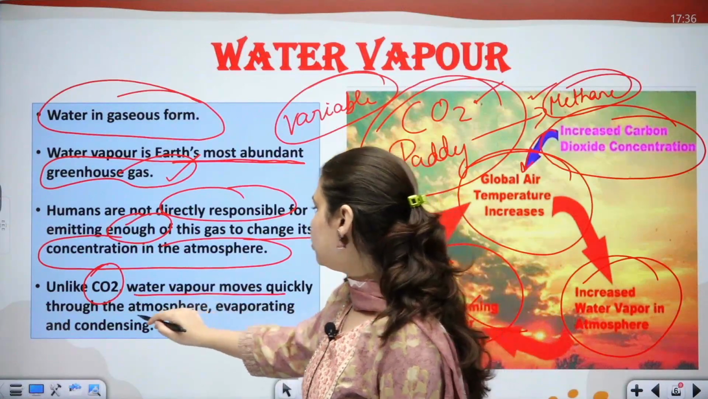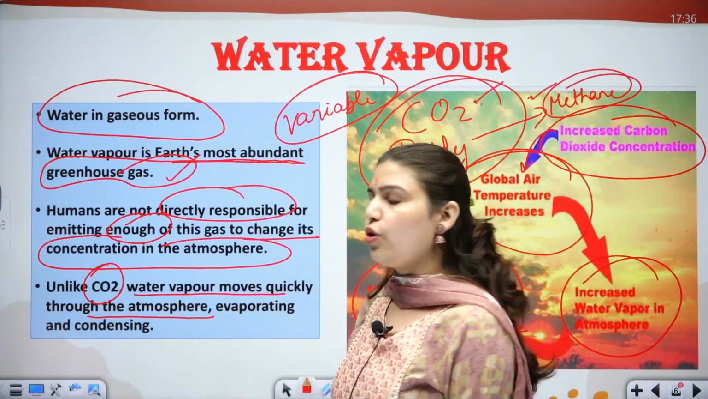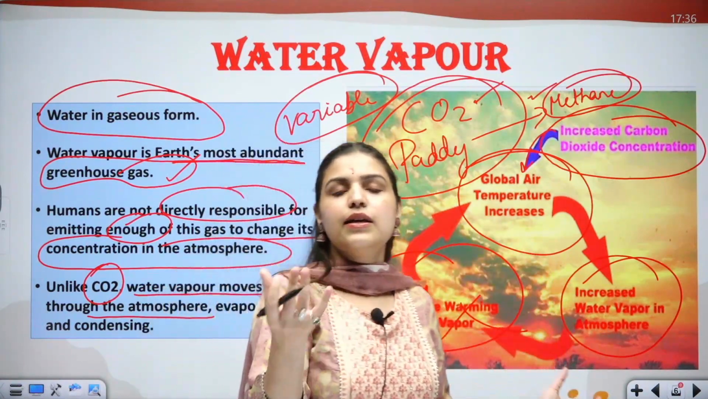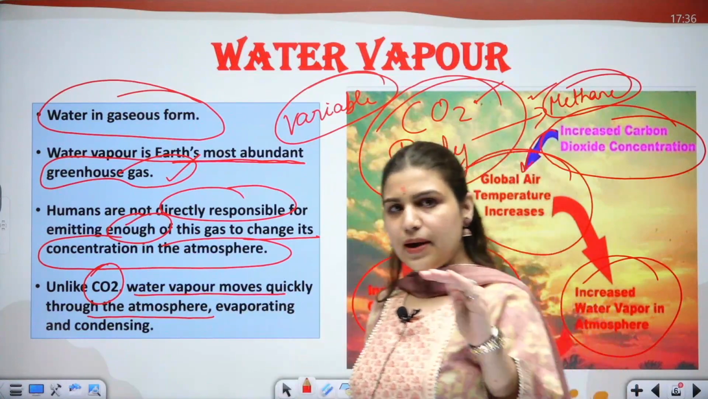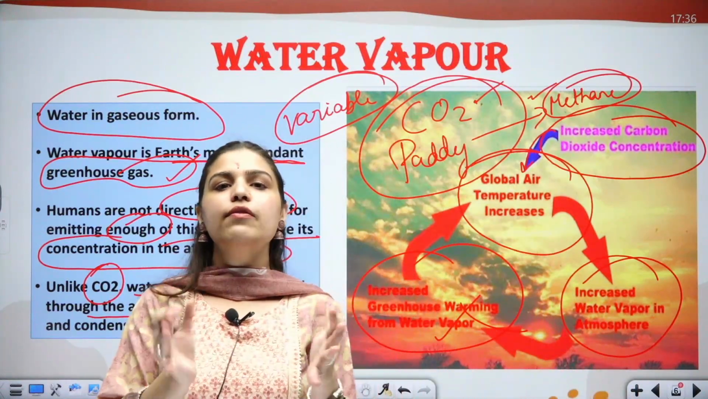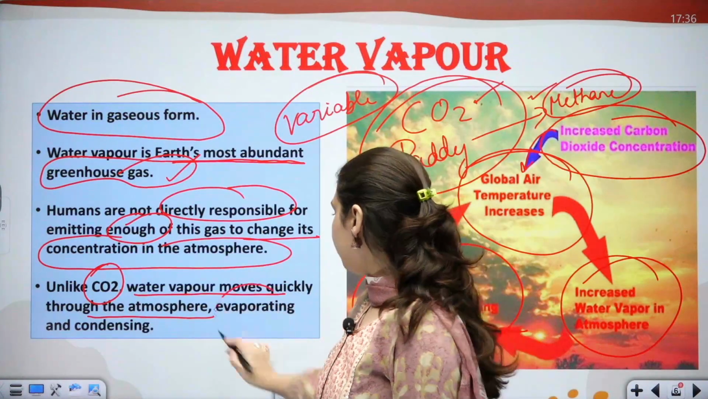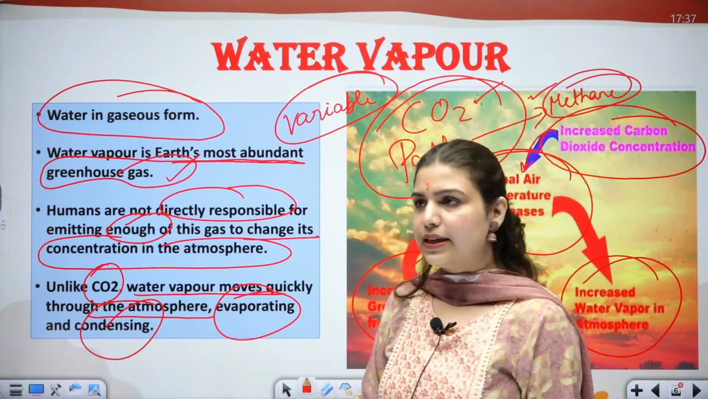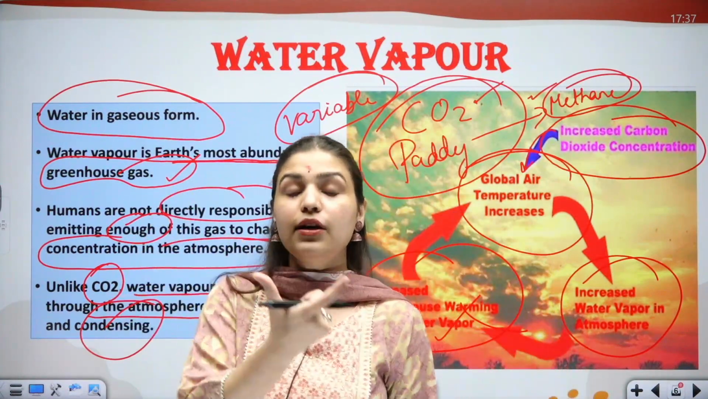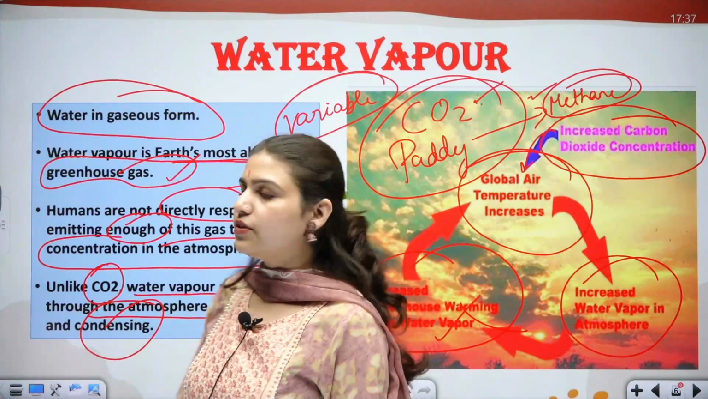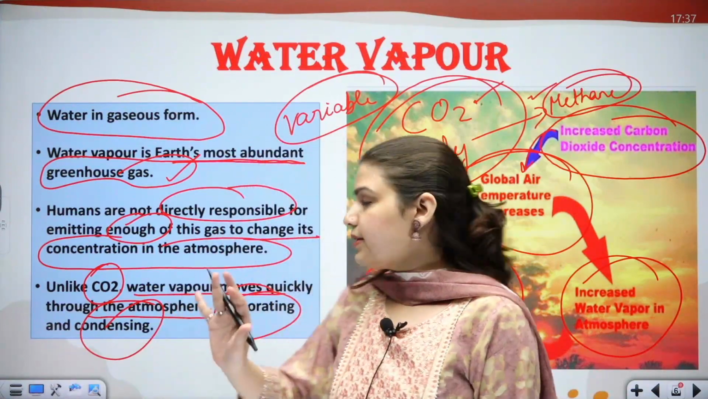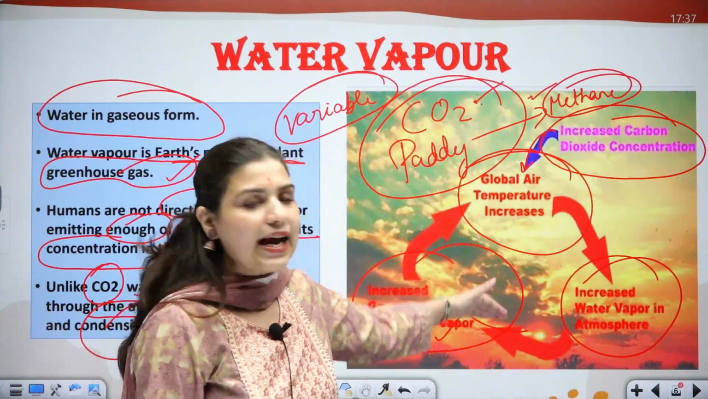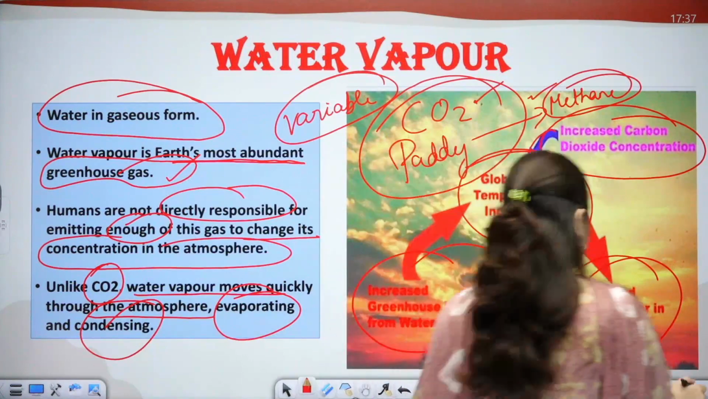So unlike CO2, water vapor moves quickly through the atmosphere. How it moves, we have seen, and even when we were in school, we studied the evaporation and condensation process. Water vapor is released through evaporation and condensation. So it can't stay for a longer time in the atmosphere and keep contributing. The duration actually depends on this process, evaporation and condensation. So this was about water vapor and how it contributes indirectly to global warming or the greenhouse gas effect.